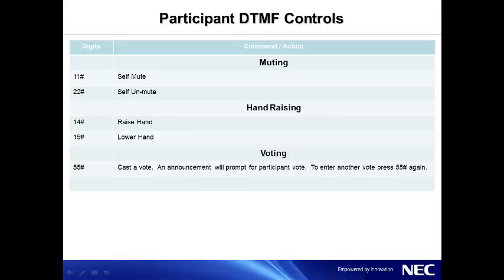The participant has a relatively limited set of DTMF commands available. A participant can use 11 pound to self-mute their line and 22 pound to self-unmute their line. A moderator can mute a participant, but a moderator cannot remove the self-mute from a participant. That must be removed by the participant themselves, either by raising their hand or pressing 22 pound. 14 pound is the command to raise a hand, 15 pound is the command to lower a hand, and 55 pound is the command used by participants to cast a vote.